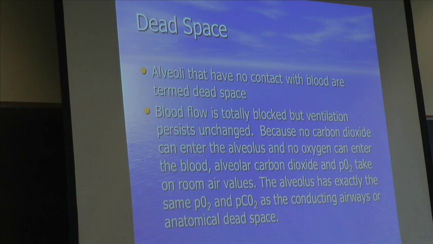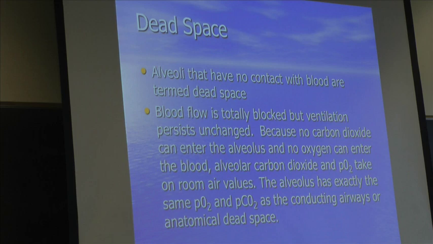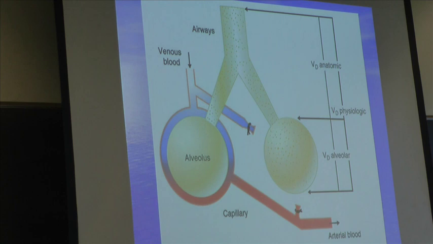No blood coming to the alveoli, so they become just like dead space. This shows a picture with a little tie around the blood vessels, so there's no blood flowing to this alveolus. The gas in here becomes just like all the conducting airways, and we consider that dead space ventilation when there's no perfusion going to the alveolus.